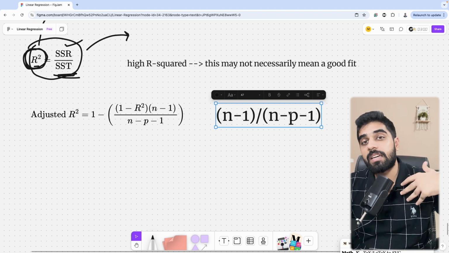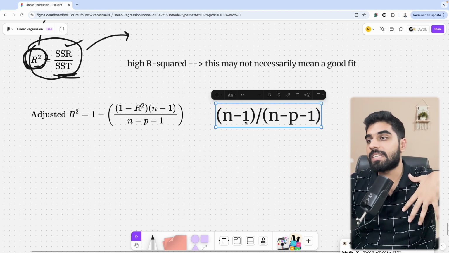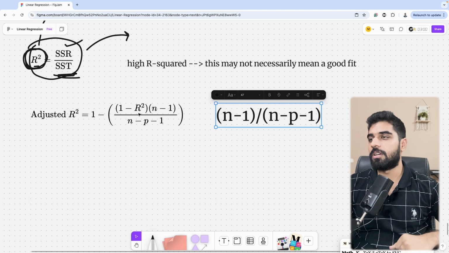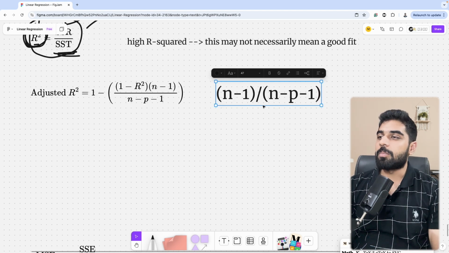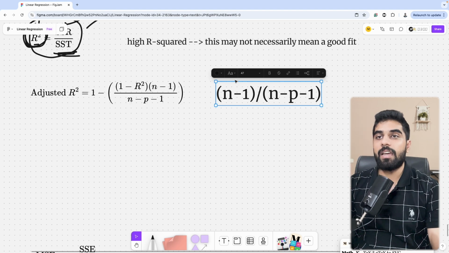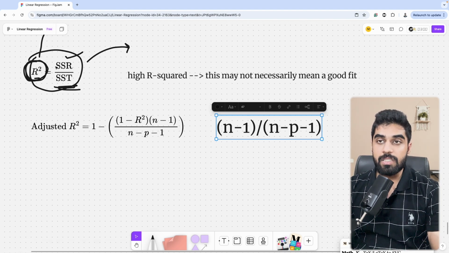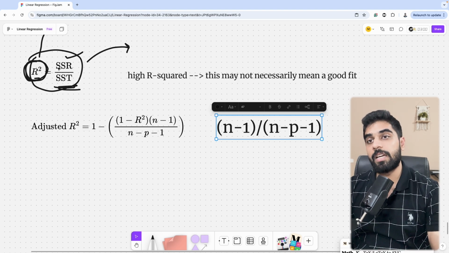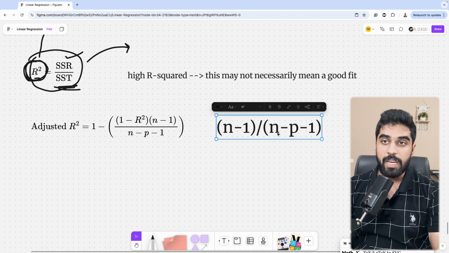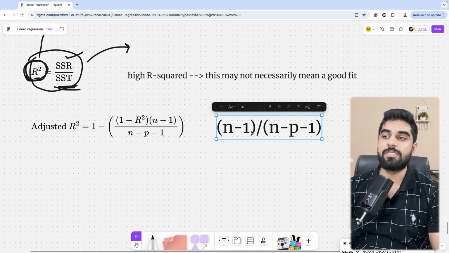So if we keep increasing the number of betas, we are bringing R square down by adjusting it with this factor. Now, why this factor? This factor because this represents the degrees of freedom in both SSR and SST. SSR is the regression, and the regression has degrees of freedom as n minus p minus 1, and SST is the total which has the degrees of freedom n minus 1.